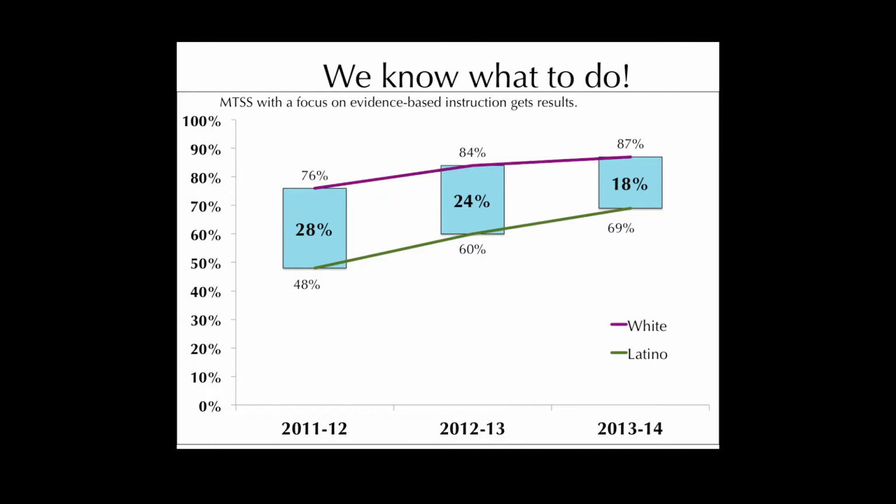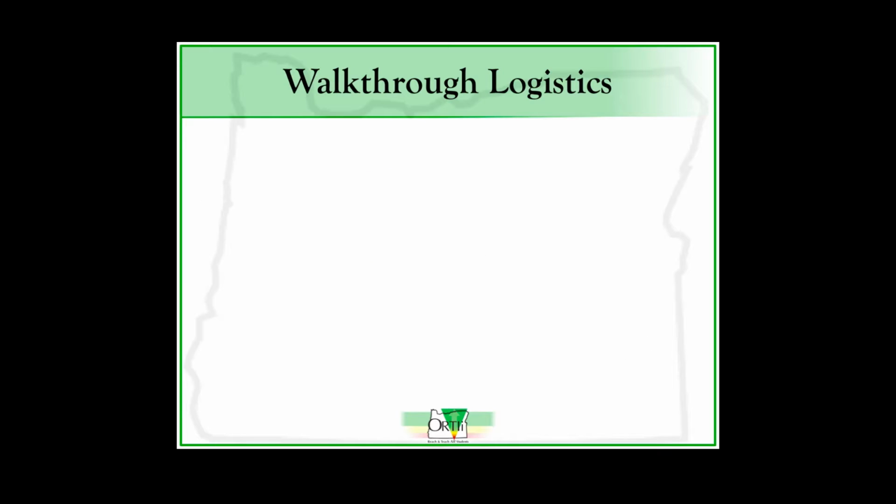Here's the data from that school. With a focus on MTSS and evidence-based instruction, they got great results. From 2011-2012 to 2013-14, they saw a decrease in their achievement gap for the Latino students from 48% to 69%. That is a huge growth, and they were so excited. In addition to that, their white students, were already at 76% and moved up to 87%. So not only did they narrow the gap, they rose the tide. All students showed improvement. What we know is we can do this work.